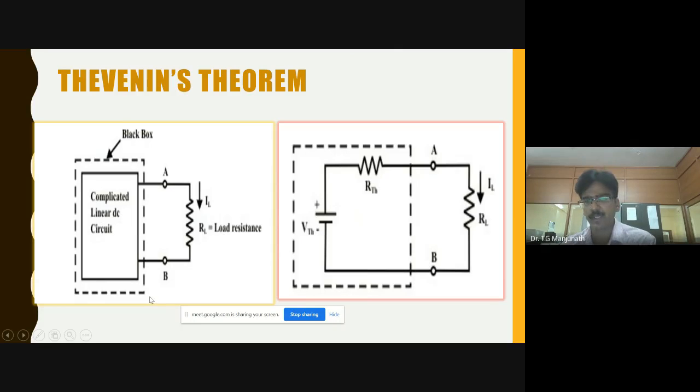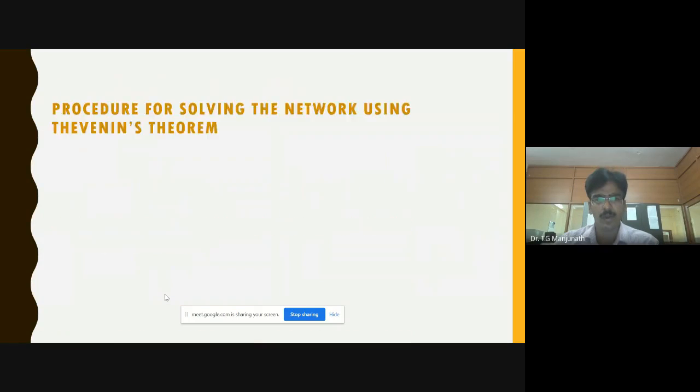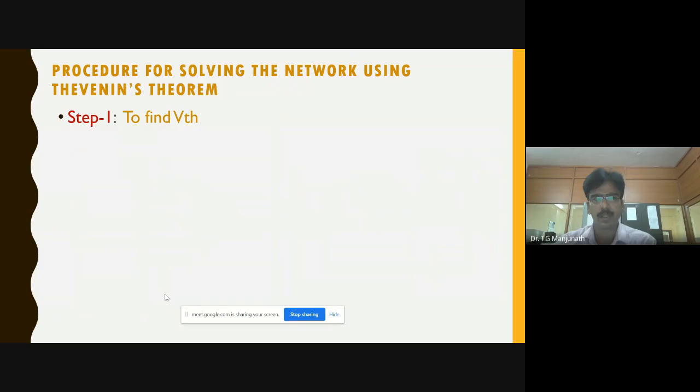This is the concept. Now, how to find this V Thevenin, what is the procedure to find V Thevenin, and what is the procedure to find R Thevenin? Let us see now. Now, procedure for solving the network using Thevenin's theorem. Step 1 is to find V Thevenin.